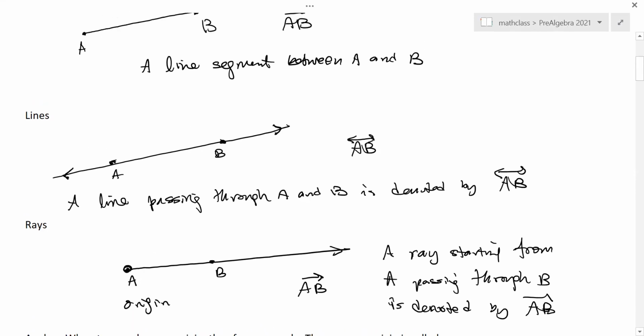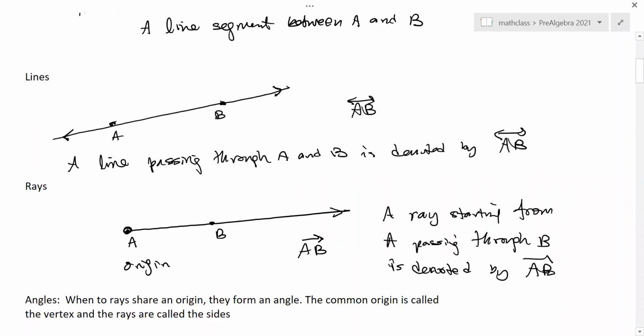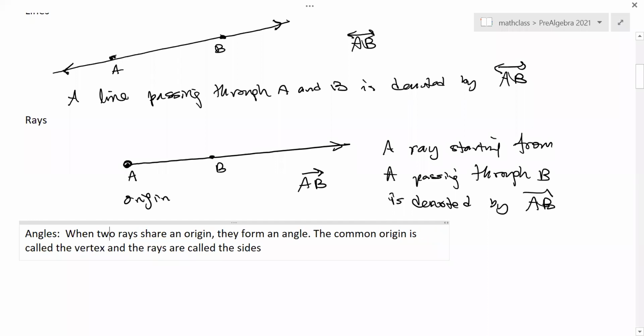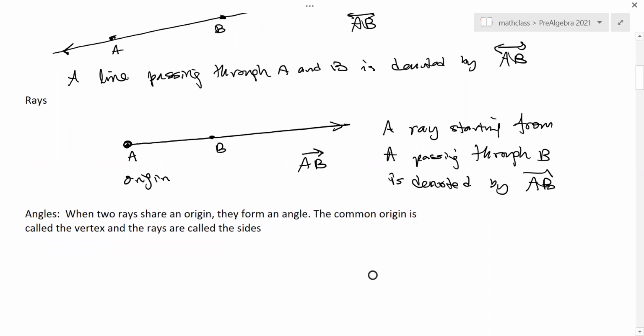All right, now using rays, we can talk about the angle. Here is the definition of an angle. When two rays share an origin, they form an angle. The common origin is called the vertex, and the rays are called the sides of the angle.